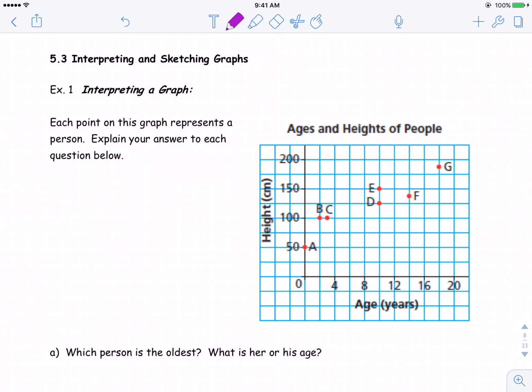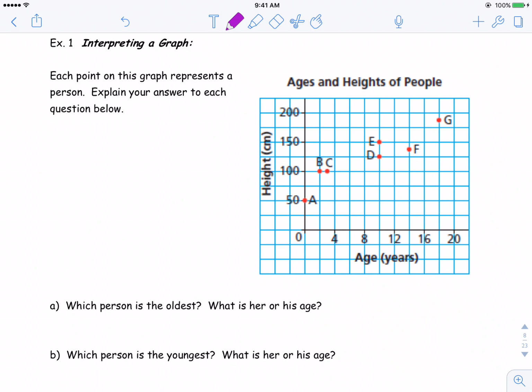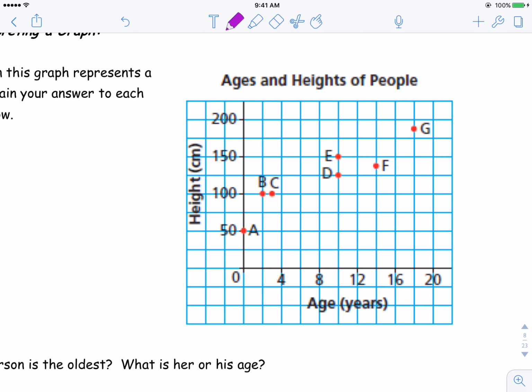Okay. So example 1, interpreting a graph. Each point on the graph represents a person. Explain your answer to each of the following questions. So here we have a graph of the ages and heights of different people. On our horizontal axis, or our independent variable axis, or our domain axis, we have age in years. So there's a label with units, as well as a scale. A scale is however we've divided our graph up, and those scales will fluctuate and change from graph to graph and information to information.